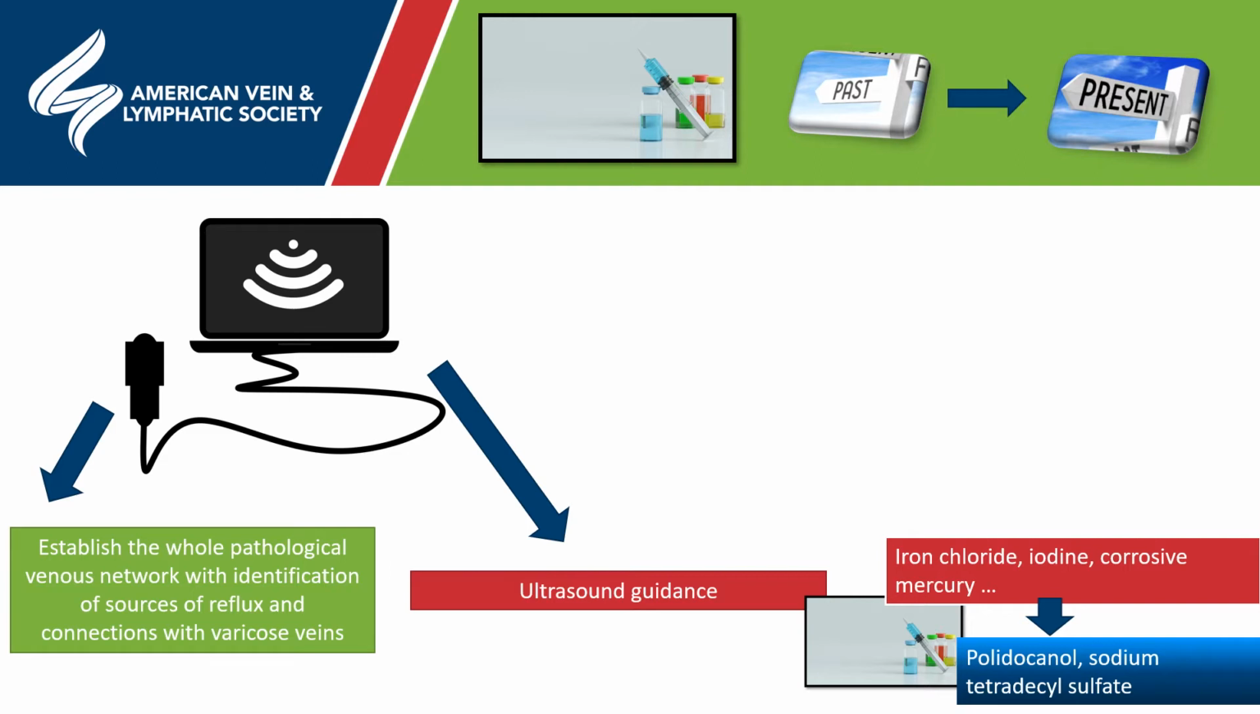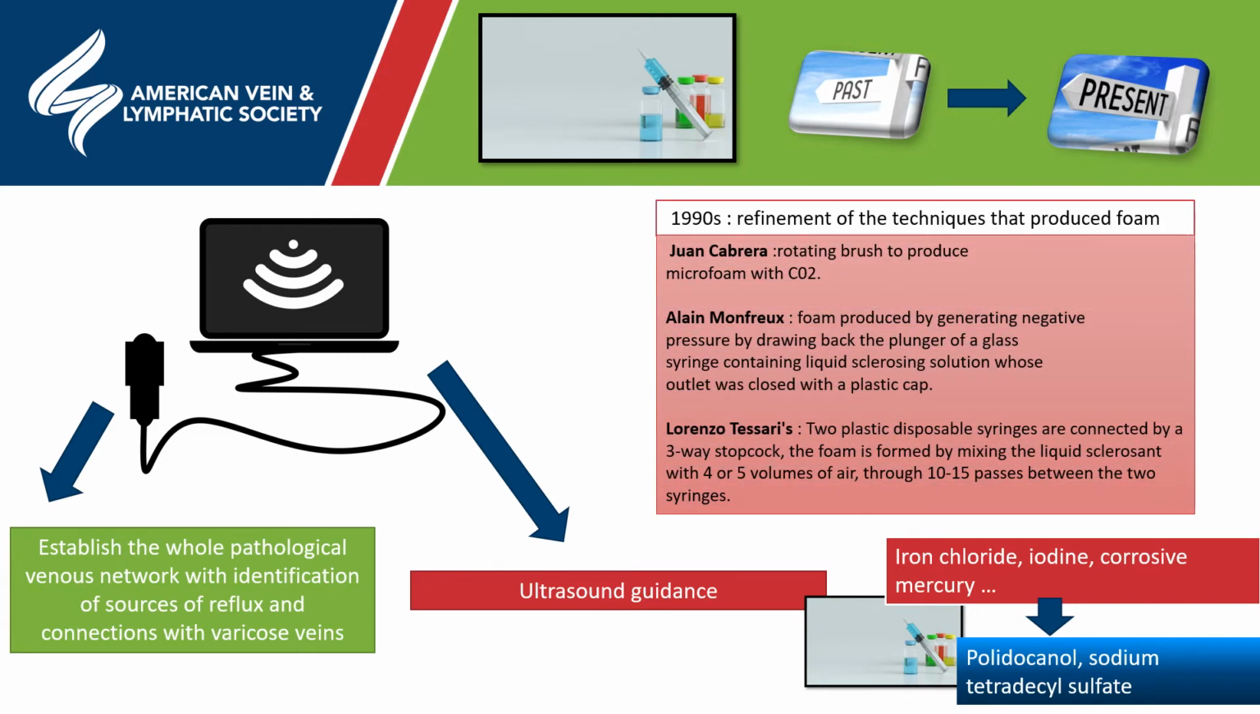The 90s allow an evolution of standardization of practices, as you can see. The two detergent sclerosing agents for foaming are polidocanol and sodium tetradecyl sulfate. In the 90s, there was a large development of techniques to standardize foam manufacturing. From the 50s, the syringes are reusable and sterilizable, and iodine or mercury are fortunately no longer used as sclerosing agents. It is very important to remember that ultrasound-guided sclerotherapy was the first technique to oppose surgery, the gold standard at the time for the treatment of varicose veins.